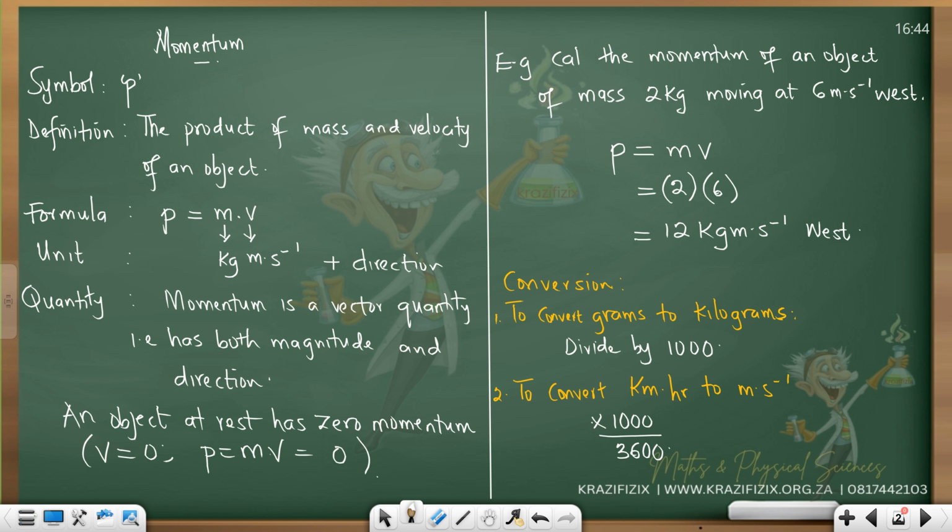So momentum is a product of mass and velocity. Please, let's not forget our definitions. Don't forget your definitions.